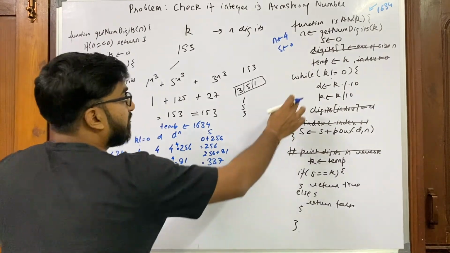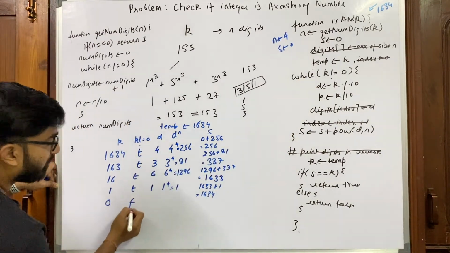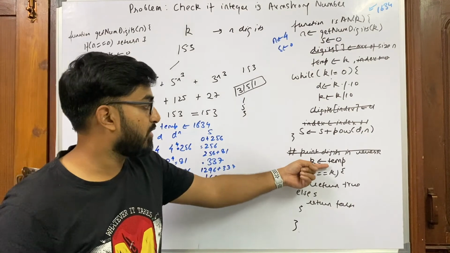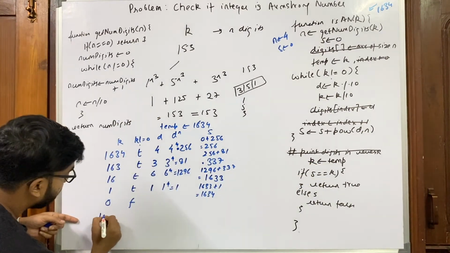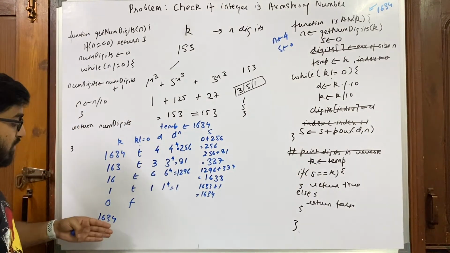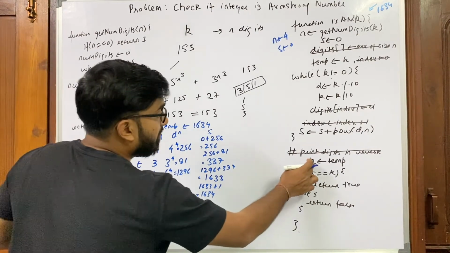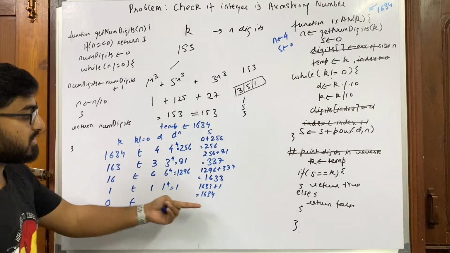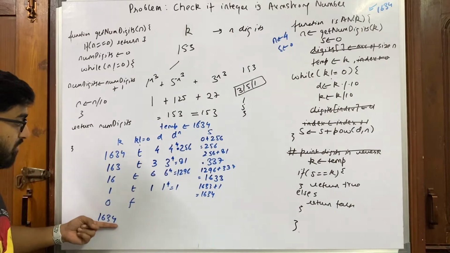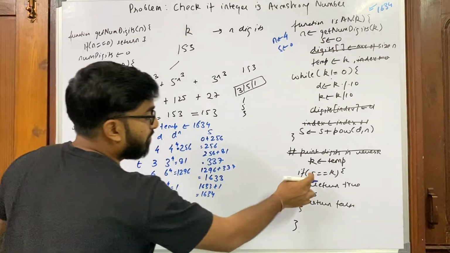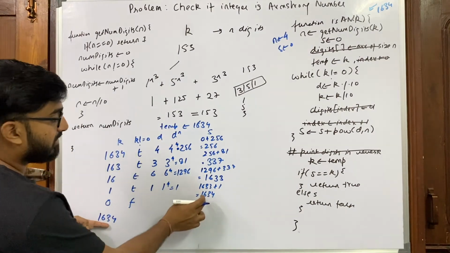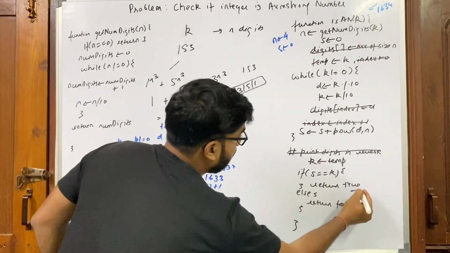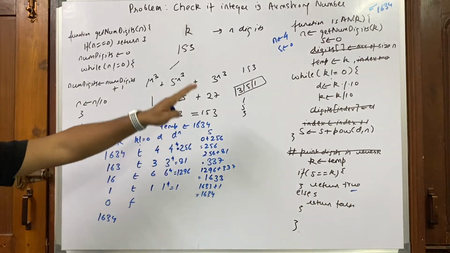Alright, you go back to check for while loop condition. K not equal to 0 is false. Okay, you come out of the while loop. You set k to 10. K now becomes 1634. Okay, so if you were not setting k back to 10, where 10 was the original value of k, you would be comparing 0 with 1634, so you get wrong answer. So now k is 1634 and you compare it with s, and k and s are equal, so you return true. Okay, so 1634 is an Armstrong number.